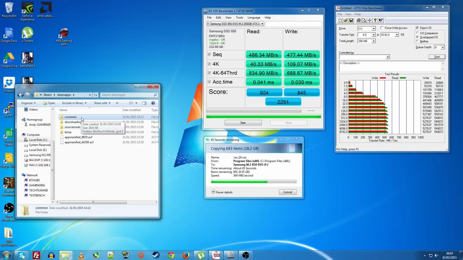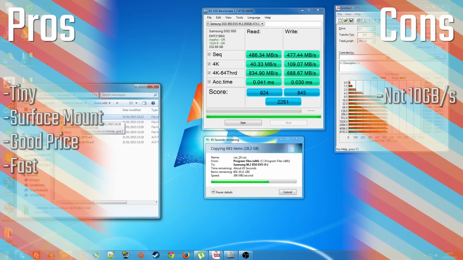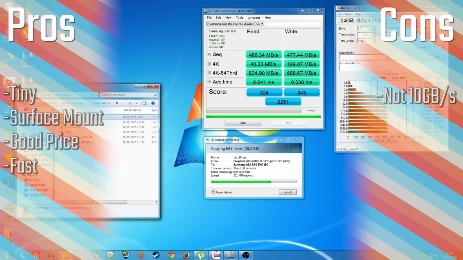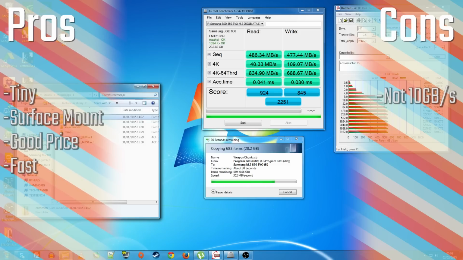Now, I basically really like this drive. The pros of this is it's incredibly small. It's great value for money at this point in time, even with the RRP pricing, in my opinion, and the fact that the surface mount, as I said, makes it great for smaller systems.